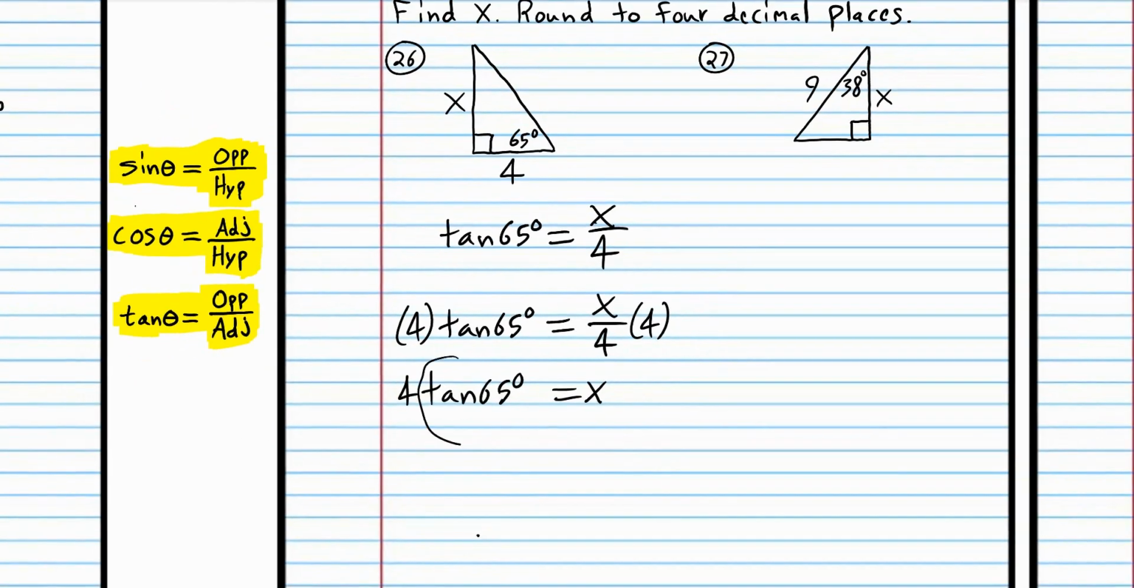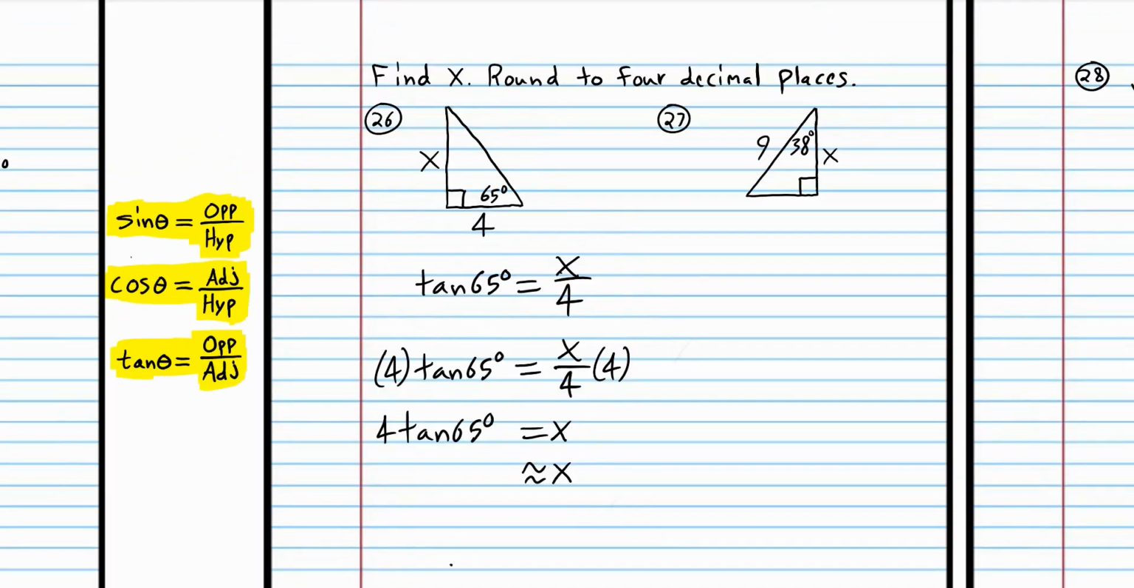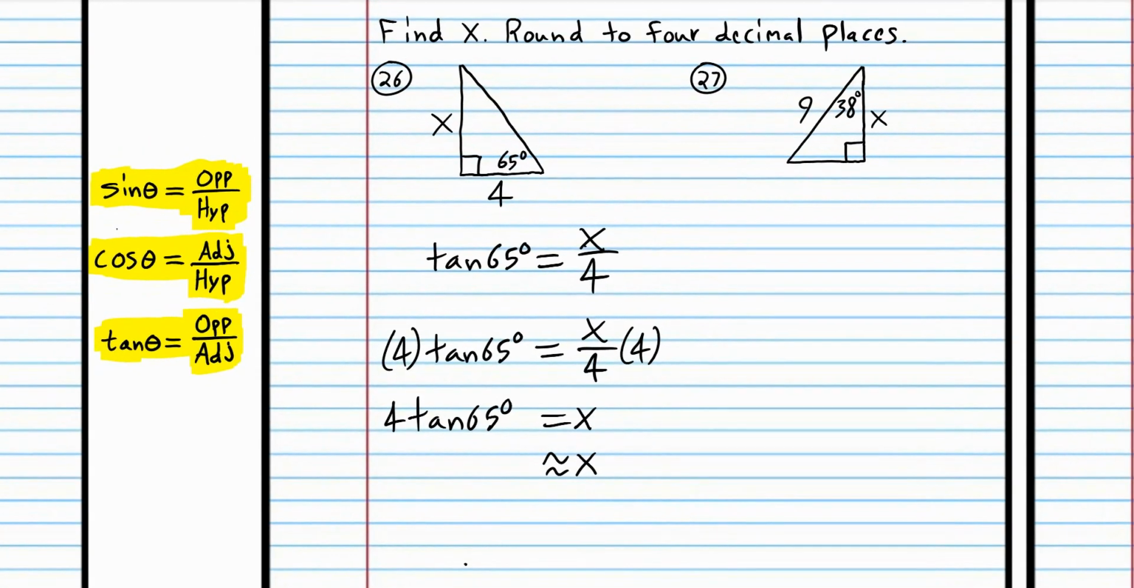Now tangent 65 degrees, we can figure out what that is. Again, it doesn't matter how big or small the triangle is, the ratio of the opposite side over the adjacent is going to be the same. So go to your calculator and punch in 65 and then the tangent button, and then times 4 equals. That's the easiest way to do it in your iPhone calculator. It might be different for your Android calculator or Casio or Texas Instruments, whatever. So it says round to 4 decimal places, so we have 8.5780.